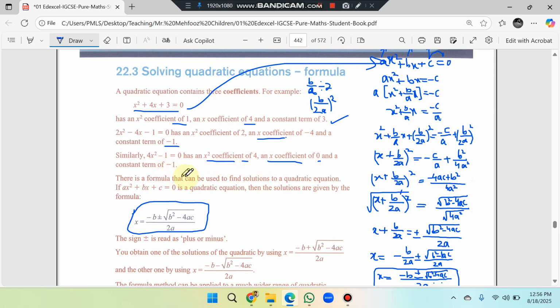There is a formula that can be used to find solutions to the quadratic equations, that is called the quadratic formula. Any problem? No.